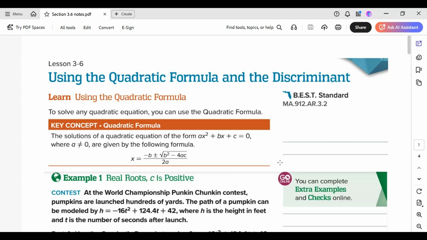Lesson 3.6, using the quadratic formula and the discriminant. It's the BEST standards, MA.912.AR.3.2. Something about the quadratic formula.